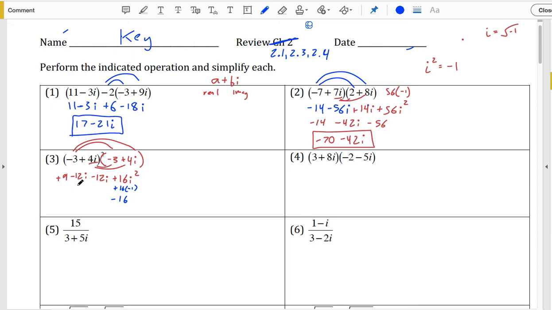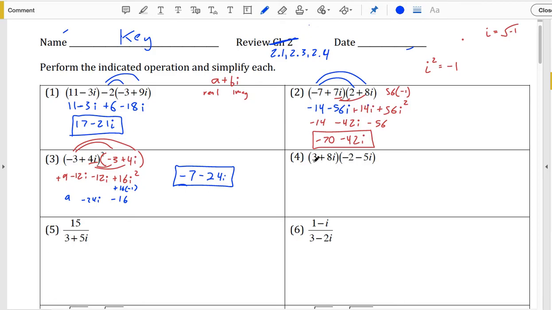So those two negative 12i's become negative 24i. And then this 9 can combine with this negative 16 to make negative 7. So we have negative 7 minus 24i. Again, notice I am writing it in the form a plus bi for my final answer every time. All right, got another multiplication over here.